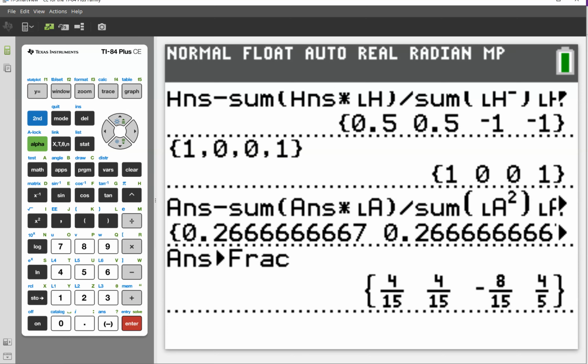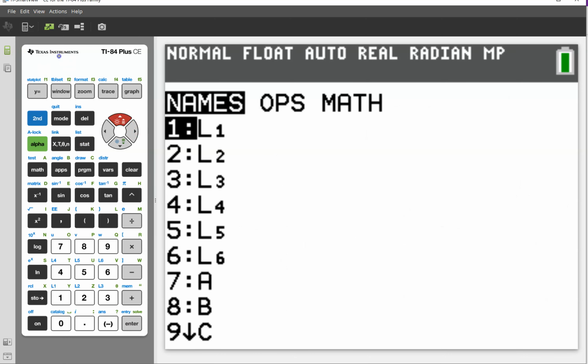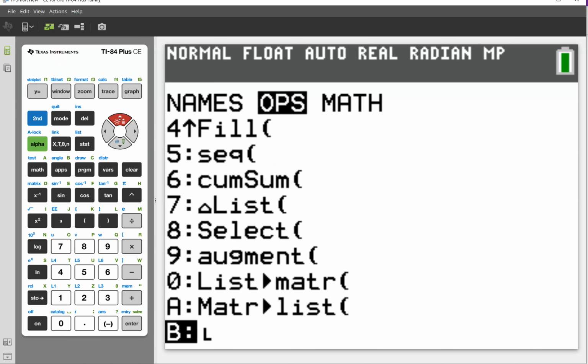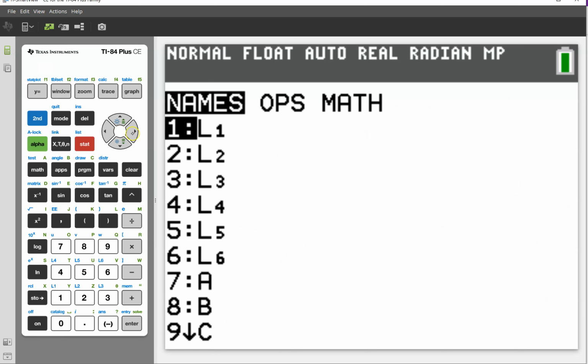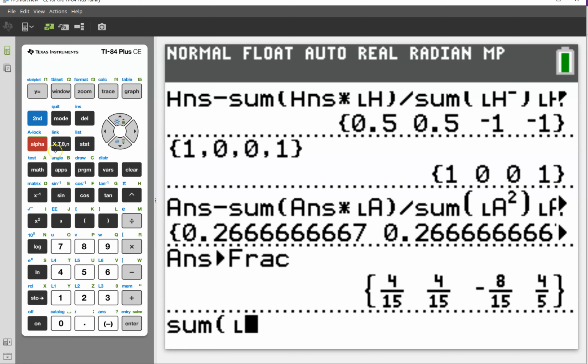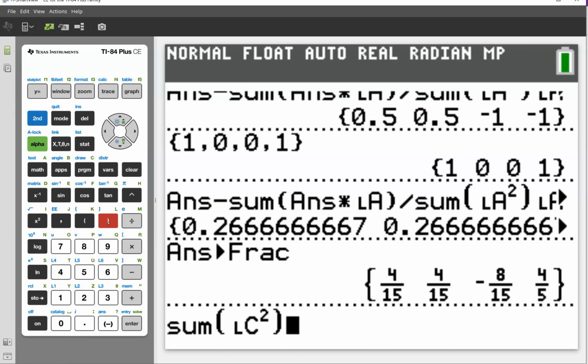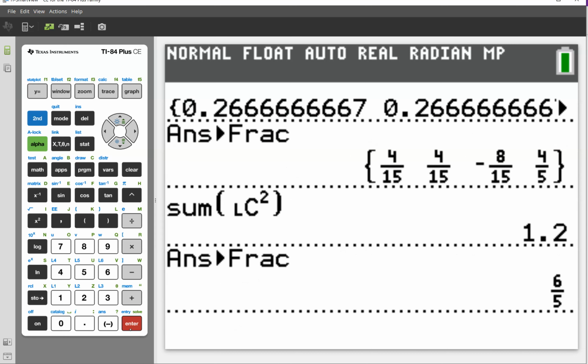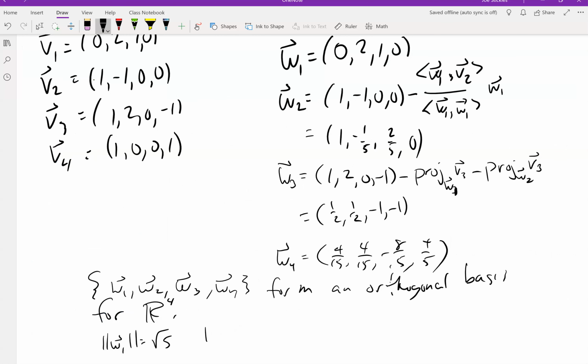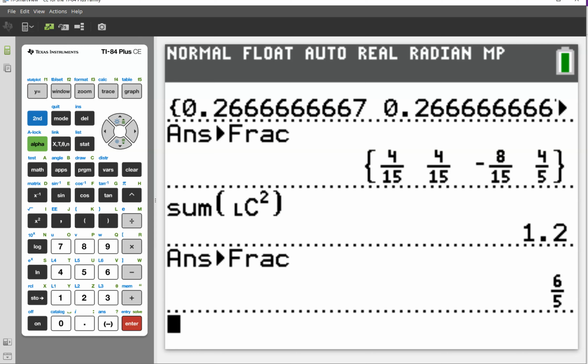If I do the summation, the sum of each of the other lists that we had squared, that's the inner product with itself. I get 1.2, and again, if you really want to change that to a fraction, you can. 6/5. So going back over here, the magnitude of W2 would be the square root of 6/5. You do the same thing for the other ones.